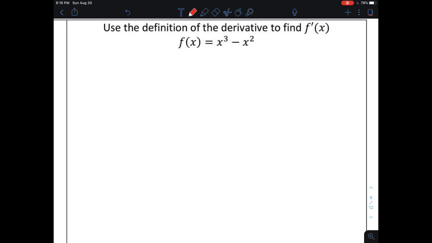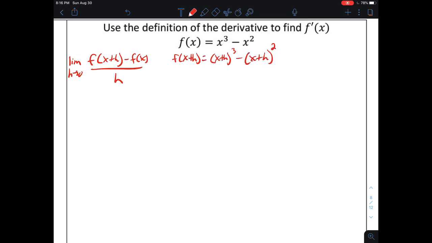All right, then let's do it again here. So the derivative of x to the third minus x squared. So we're trying to find the limit to do this as h approaches 0 of f of x plus h minus f of x over h. So I need to find the f of x plus h so I can put it into that limit. And I need to expand those binomials. And so I got to expand the cube, expand the square, and rewrite.